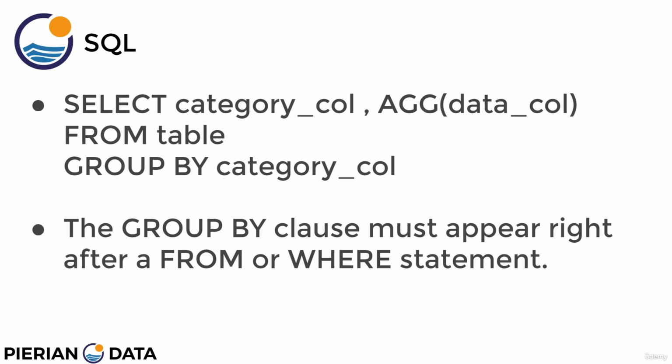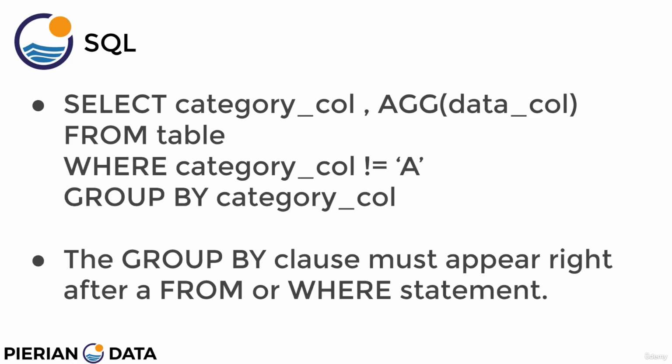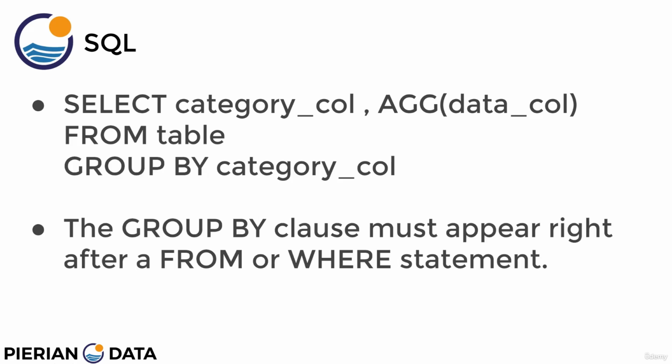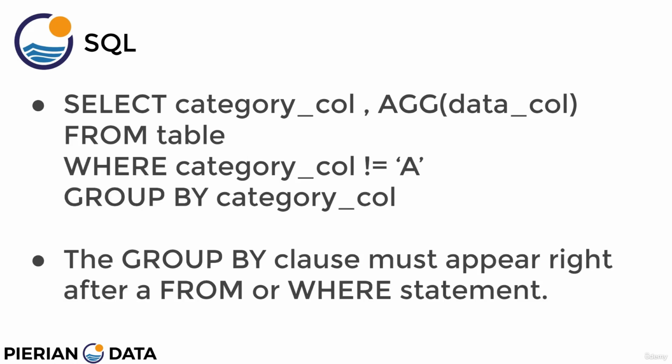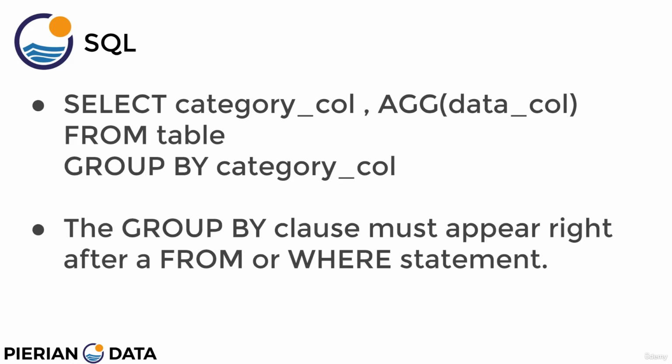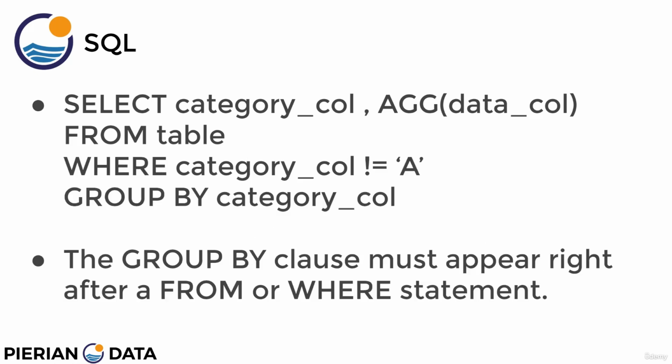So the group by clause must appear right after a from statement or right after a where statement. So if you want, before you do the group by, you can filter things out using a where statement. So here we see just grouping everything together by the category. But if we wanted to, before we actually execute that group by, we could have done a where statement, essentially saying something like where category column is not equal to A, essentially ignoring all the A categories before we went ahead and did the group by. So the thing to keep in mind is the group by either has to come directly after a from statement or directly after a where statement.